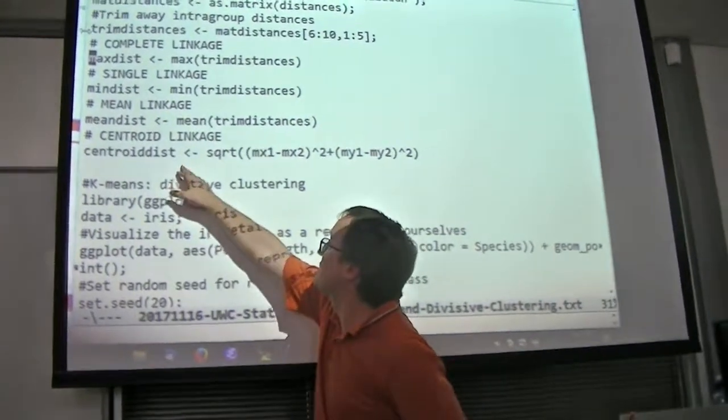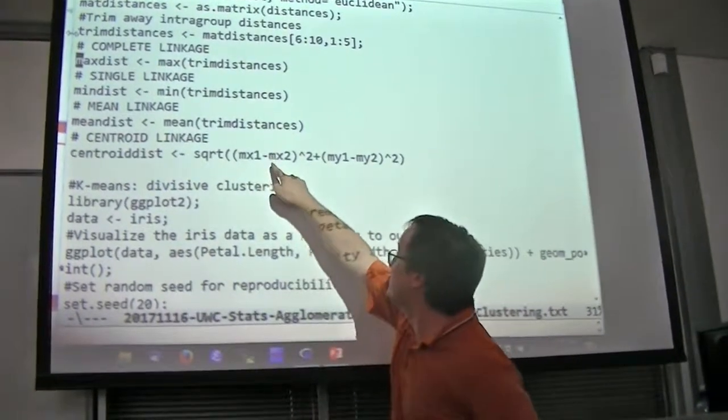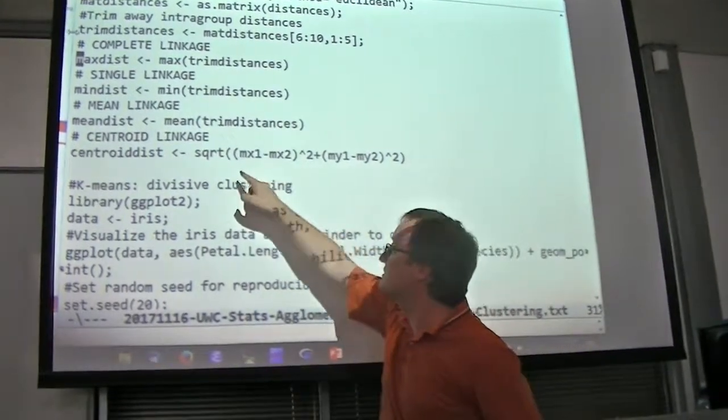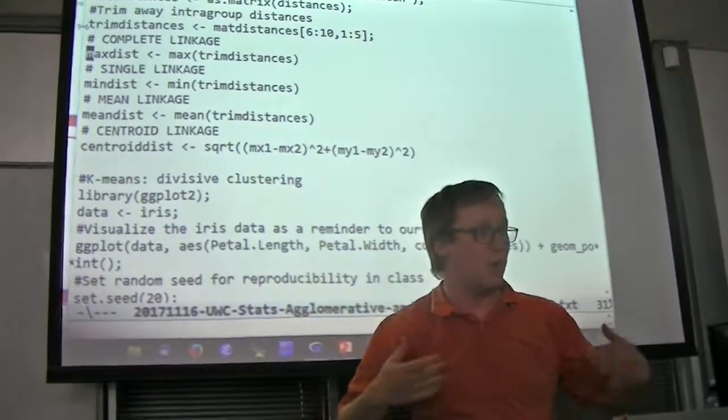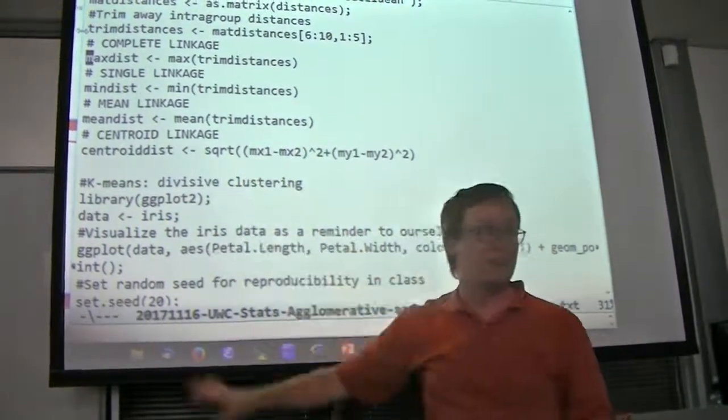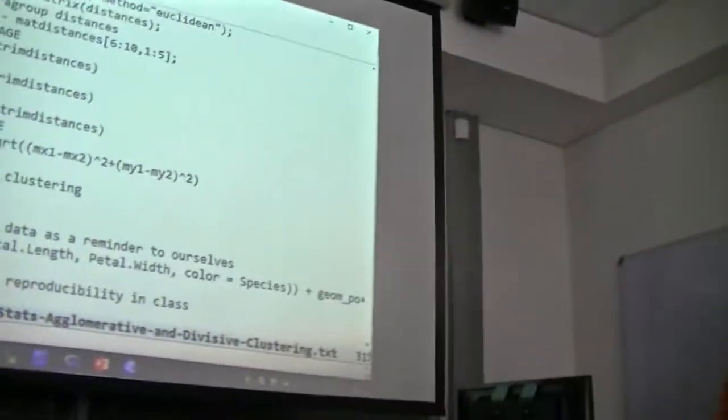This centroid distance is computed differently. You can see that I'm squaring centroid x differences, centroid y differences, adding them up, and then taking the square root. That's the Pythagorean theorem. So that's all about the distances. That's how I produce that figure.